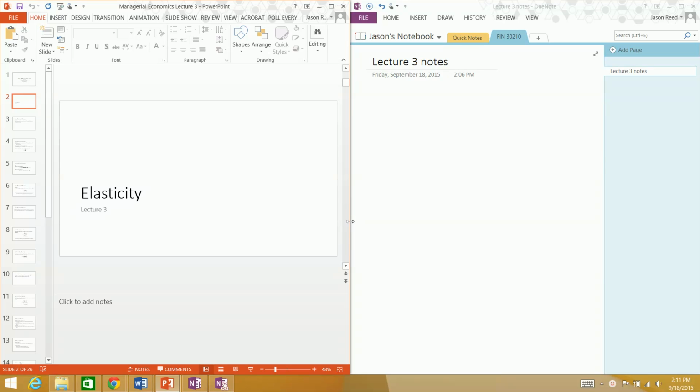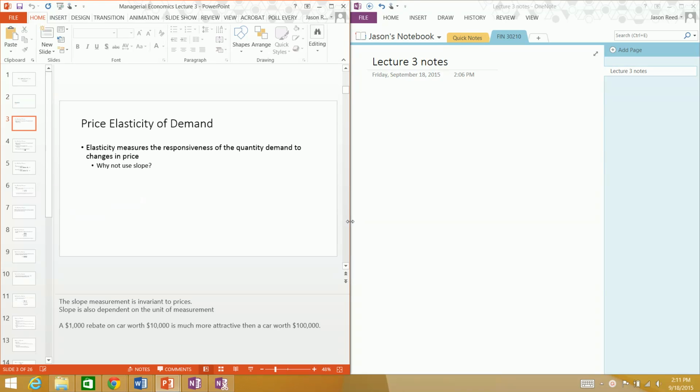And so we're talking specifically and primarily about elasticity in these notes. We begin with this understanding of what is elasticity. Elasticity for us is some sort of measurement. It talks about the responsiveness of the quantity demanded to changes in price. And so we begin by understanding, well, why is this different from slope in some way?